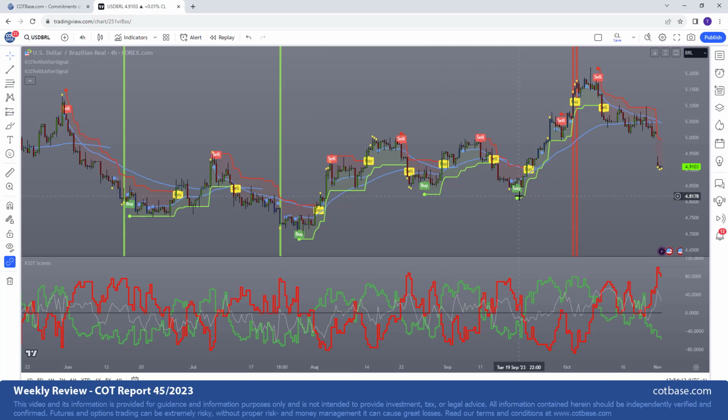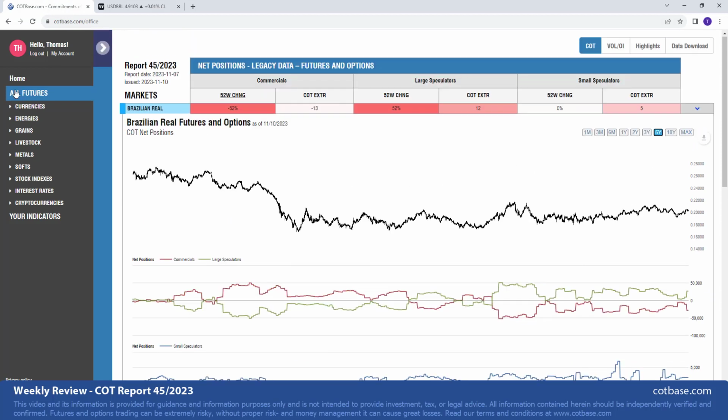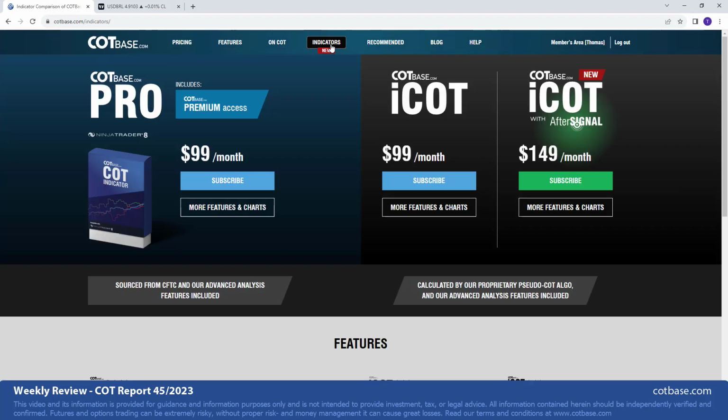Now, if you are somebody who has given a chance to try out the iCOT Intraday Indicator, so this is actually our own indicator. I'm gonna jump back over here for a sec and show you that under indicators, you will find a bunch of tools that can be used to analyze the Commitments of Traders report issued by CFTC. This is called the COTBase Pro Indicator. It's pretty much the same thing you see in my reviews, but it gives you the opportunity to analyze the reports in NinjaTrader. And then we have the iCOT, which is our own indicator, intraday COT analysis.